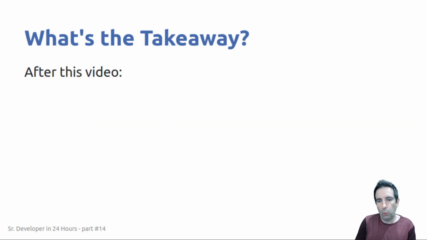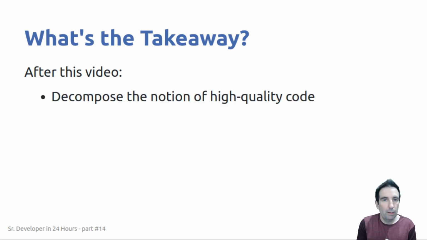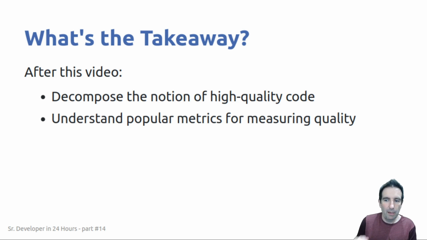Okay, so what is the main takeaway of this video? We're going to be talking about high-quality code, but exactly what does that mean? So the first thing we're going to do is decompose the notion of high-quality code. What exactly does it mean? Then we're going to go into some metrics that we can use to actually measure quality so that we know that we're making progress.